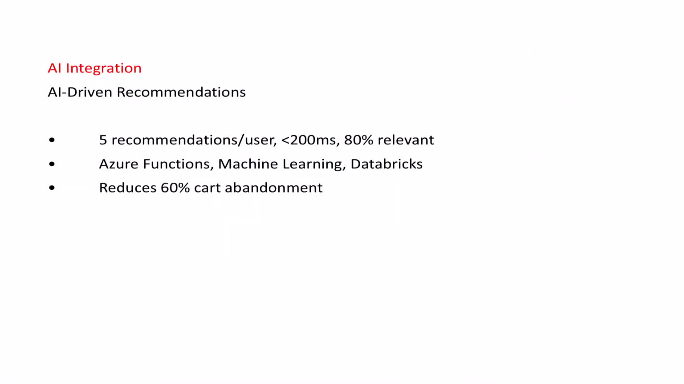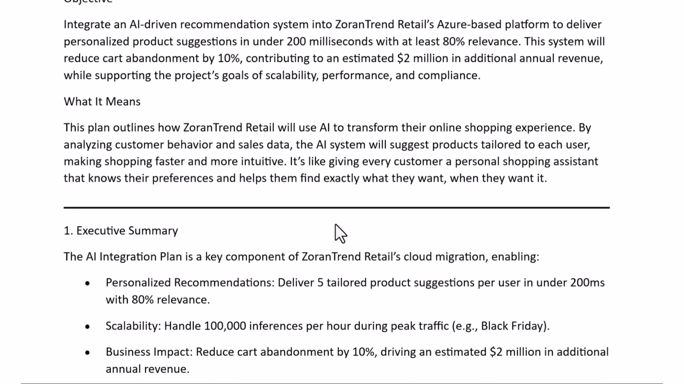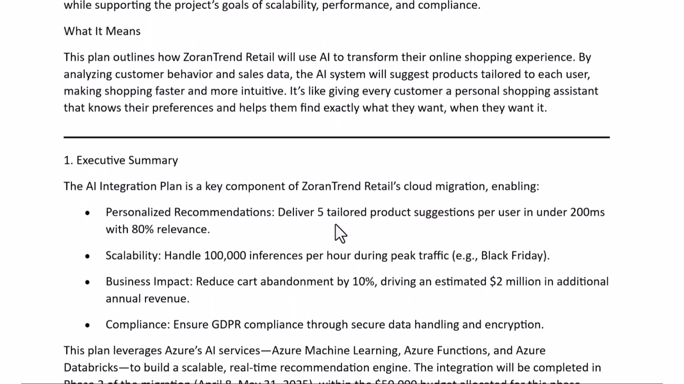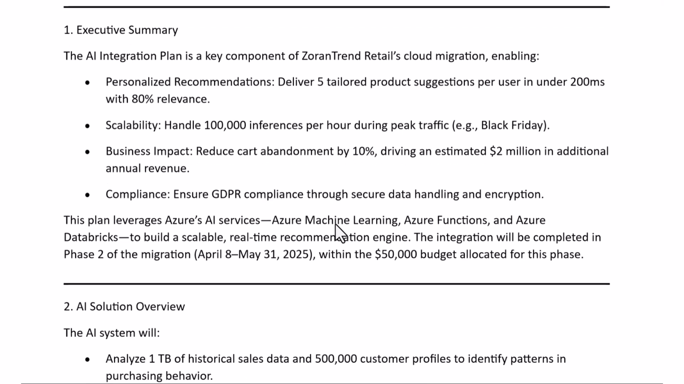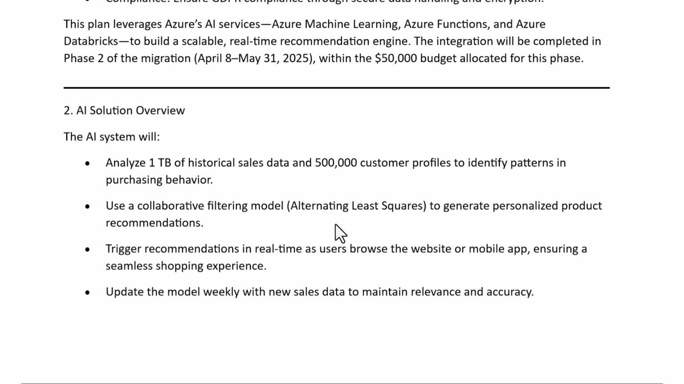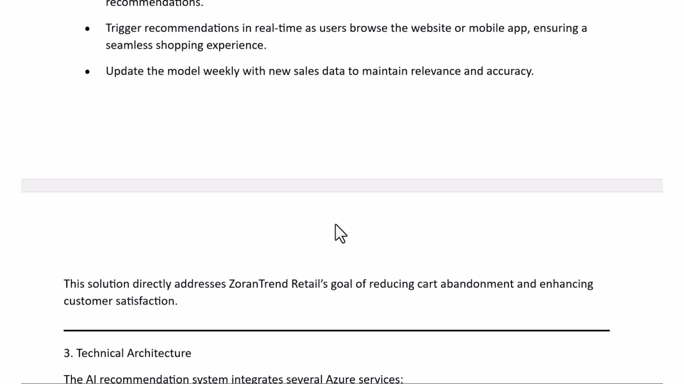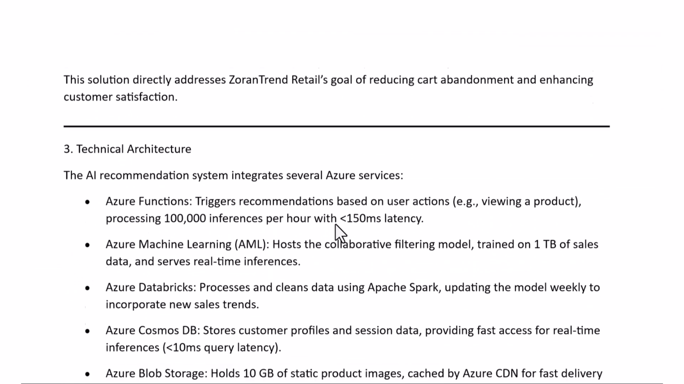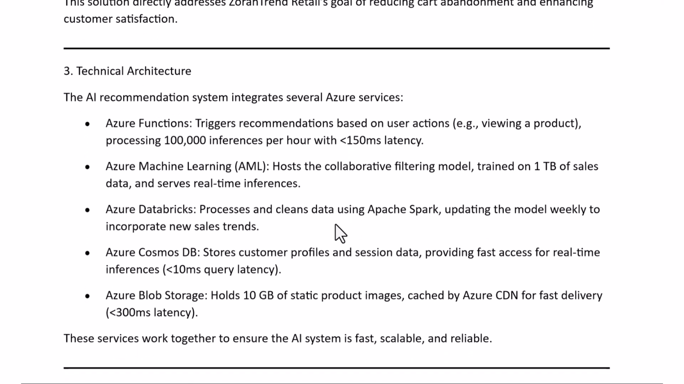Now, Part 11. AI Integration Plan. This equips Zoran Trend Retail with an intelligent system to enhance purchasing by reducing the current 60% cart abandonment rate. The AI Integration Plan is a pivotal component of Zoran Trend Retail's cloud migration, blending innovation with enhanced customer experience. It leverages artificial intelligence to provide personalized product recommendations, streamlining and enriching the shopping process.